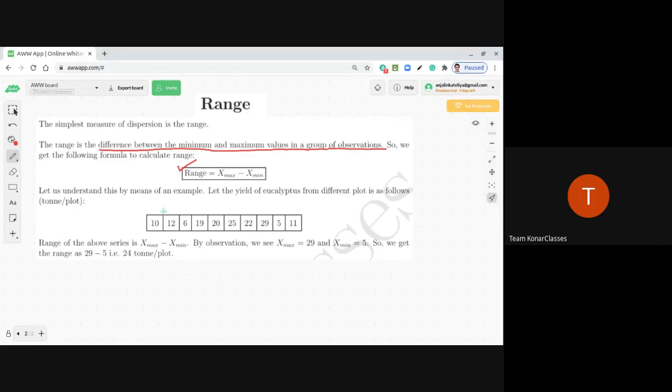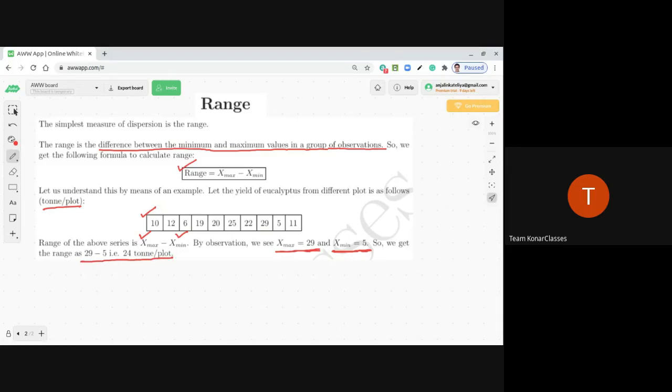For example, look at the data set which describes the yield of eucalyptus from different plots, described in tons per plot, as you see here. These are 10, 12, 6, 19, 20, 25, 22, 29, 5, and 11. So what is the range? Range is x max minus x min. What is x max? X max is 29, the maximum of all these values, and x min is 5, the minimum among all these values. So we get the range as 29 minus 5, that is 24 tons per plot.